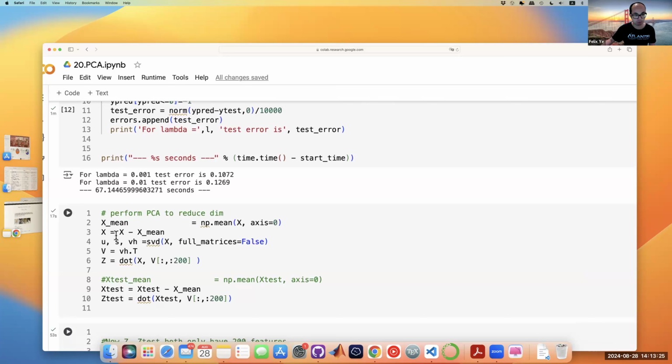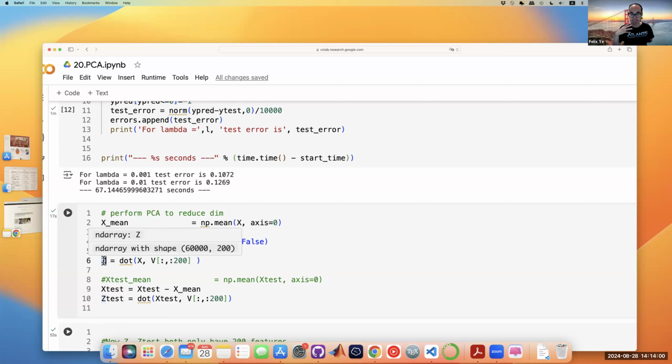On the other hand, we can perform the PCA to reduce dimensions. So this is what we are doing here. We calculate the mean of X, then we subtract the mean, then we calculate SVD. Then we know this V right here is the VH transpose. And what we do is we calculate the Z instead. So this Z is actually intrinsically embedded in 200 dimensions. So this is 60,000 by 200.